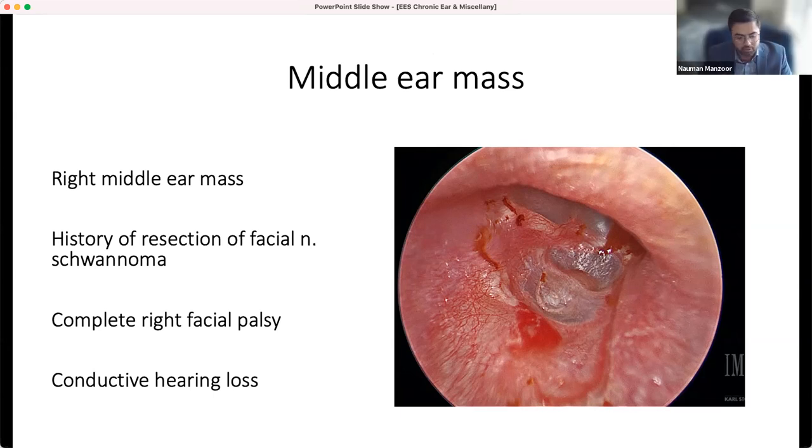I obviously completely agree with that point. You have to be careful, but if you execute it properly and you're visualizing it clearly, I think the chance of developing an iatrogenic cholesteatoma is low. That is what is supported by the literature. People who do enough endoscopic ear surgery will attest to that.